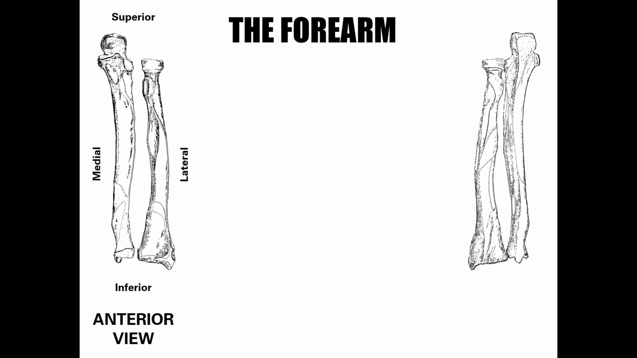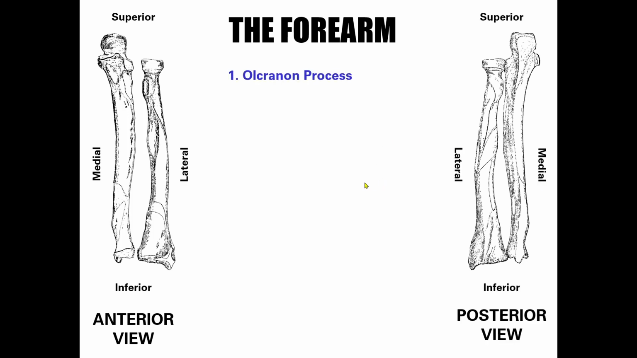All right, let's look at the bones of the forearm, the radius and ulna, and also the bones of the hand. Starting with the ulna, which is on the medial side or your pinky side, and the radius is on the lateral side or your thumb side. So, we have the olecranon process. We also have the trochlear notch and the coronoid process. The olecranon process, the trochlear notch, and the coronoid process create a semicircle that articulates around the trochlea of the humerus.